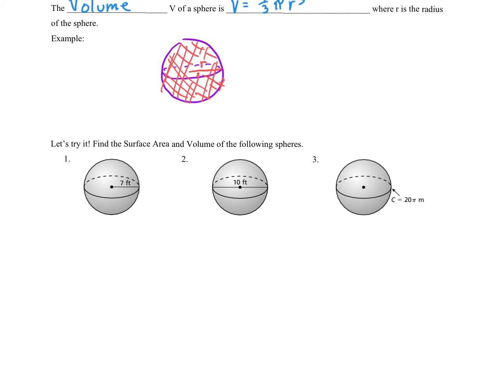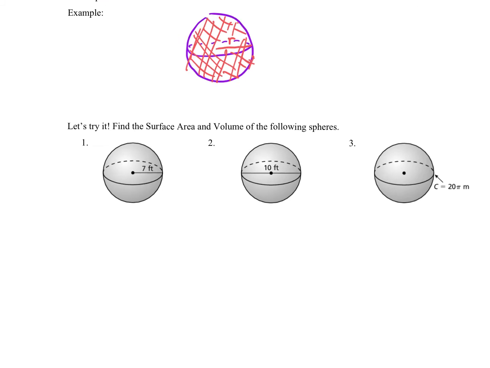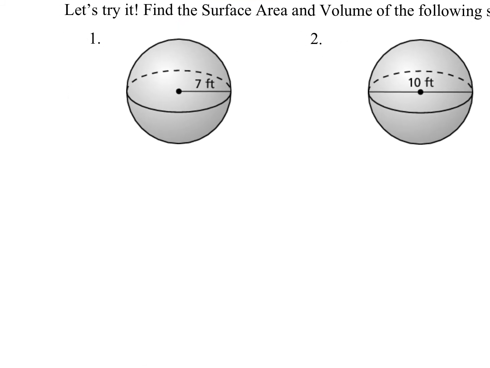So let's do both. Let's find the surface area and the volume for each one of these spheres. So let's look at number 1. The radius is 7. So that's very straightforward. So the surface area is 4 pi times 7 squared.